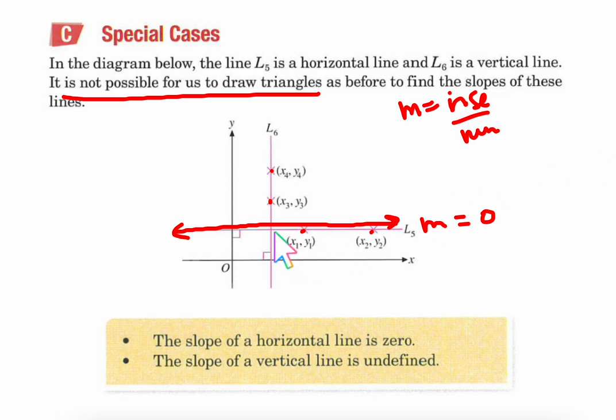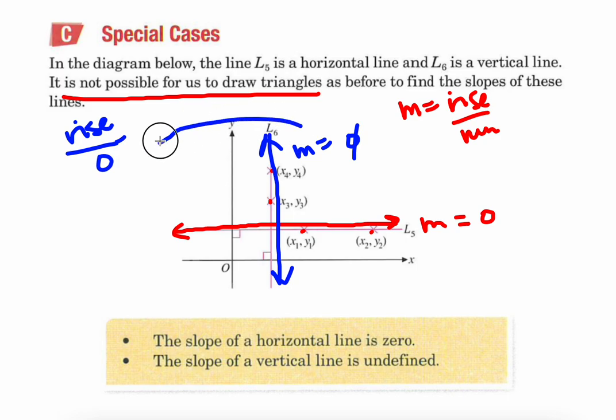And then conversely, for a vertical line, your slope is undefined because it doesn't have a run. It doesn't run across. So if you have a rise but no run, remember, we can't have anything being divided by zero. So that's why that slope is undefined. It's impossible. You cannot divide anything by zero because there's no run here. So it's going to technically be a zero for your denominator.